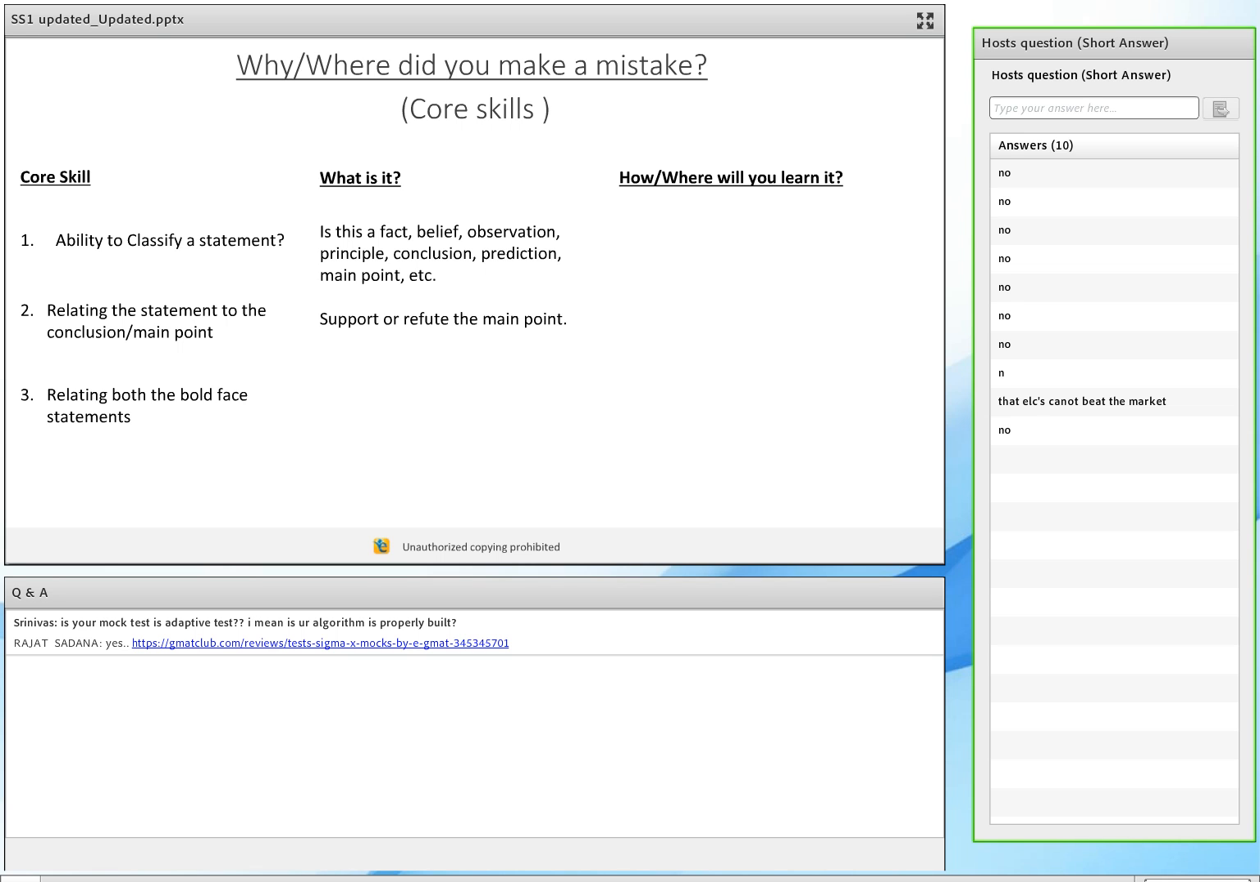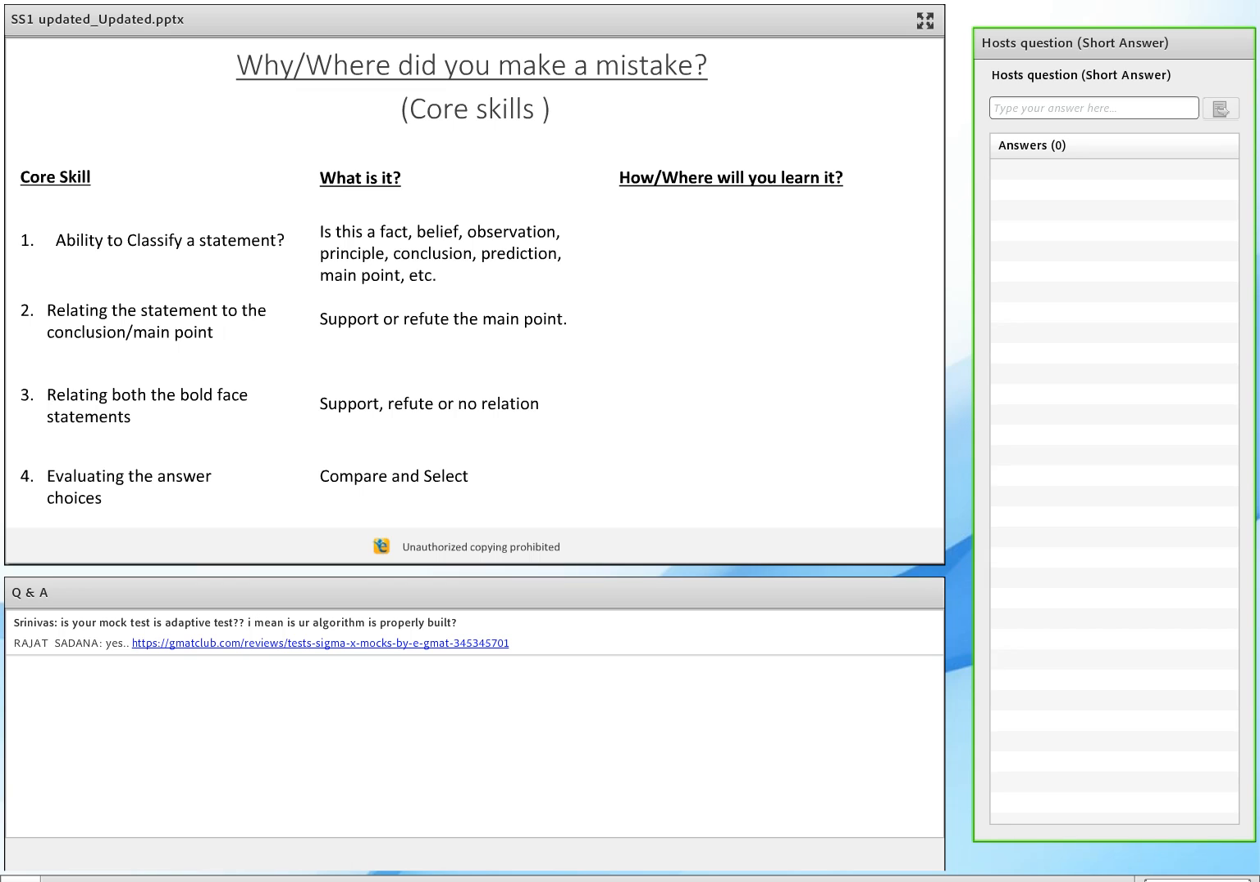Then there was the case of relating both the bolded statements and then evaluating the answer choices. The answer choices weren't simple answer choices. You had to decipher each and every element and really see whether it's correct in the context of this argument or not. Okay. So first of all, can you see the 4 core skills over here? And can you see that they're very neatly laid out, as neatly laid out as were the core skills in the word problem questions?